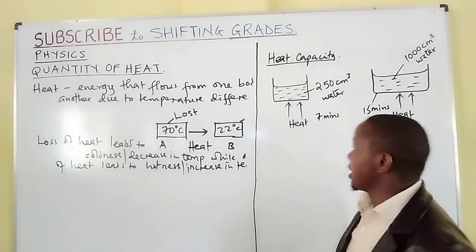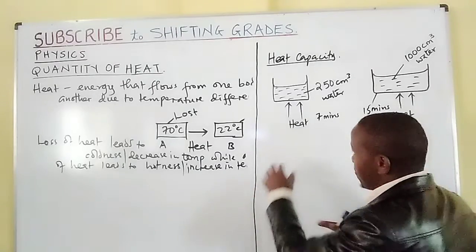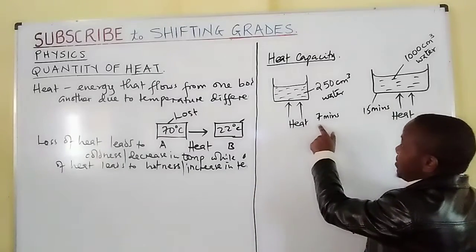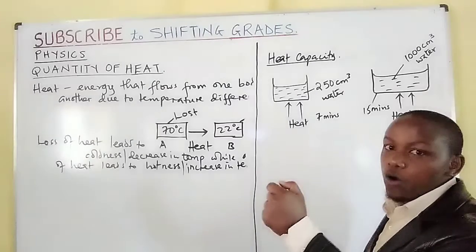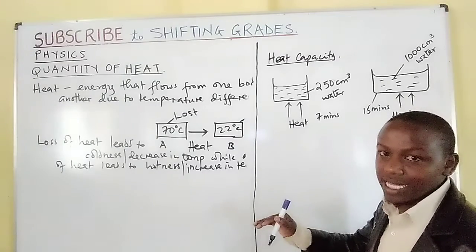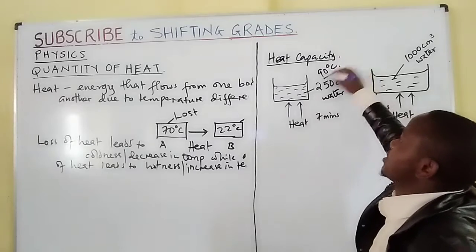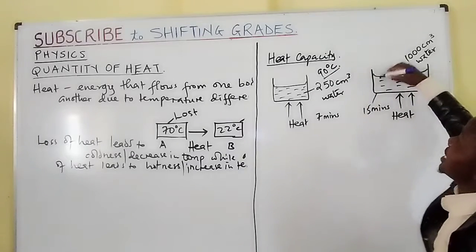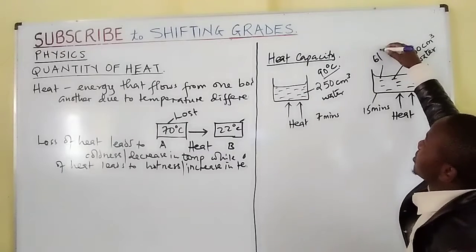Or else, if you give them equal time, you heat both of them for 7 minutes, then you withdraw the heat and measure their temperature. You may find that when this one is at 90 degrees Celsius, the bigger volume is still at 61 degrees Celsius.